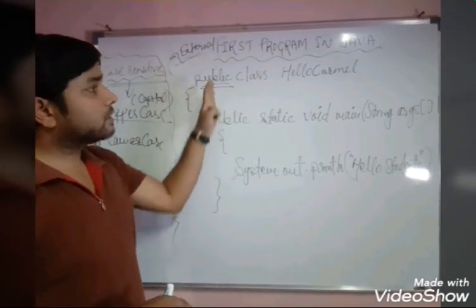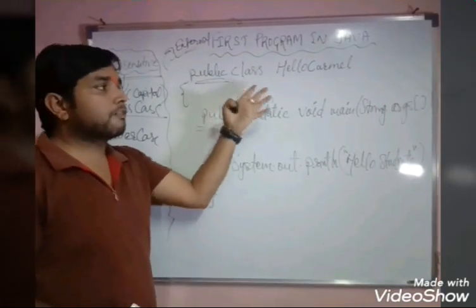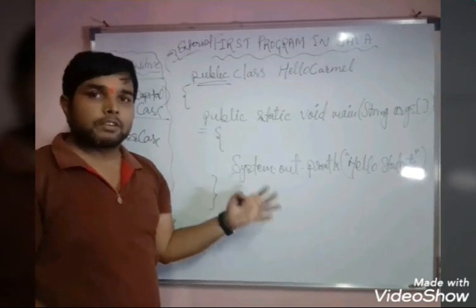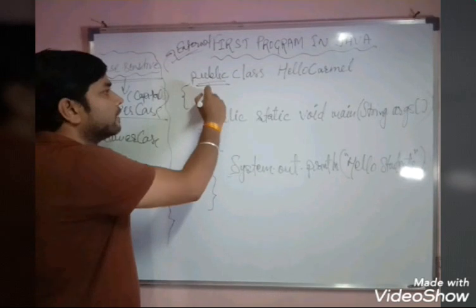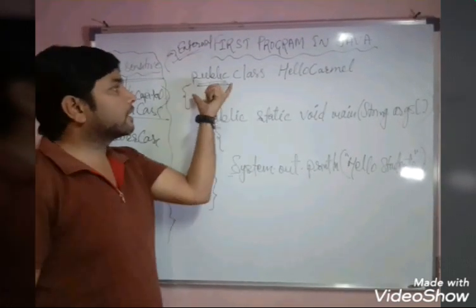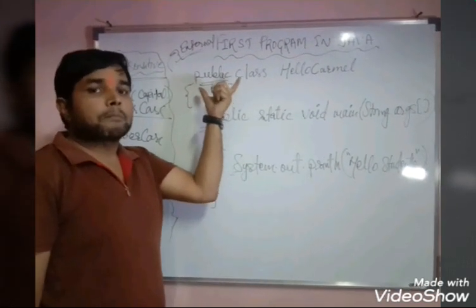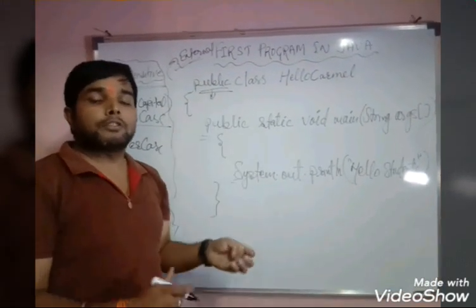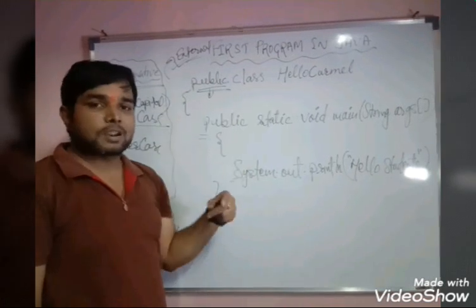So we will come to this Java program. With the help of this Java program, we will learn the structure of Java programming. The first word in the Java program you have to write is public. Public is an access specifier. Now what is an access specifier? We will learn about that in the next chapter.